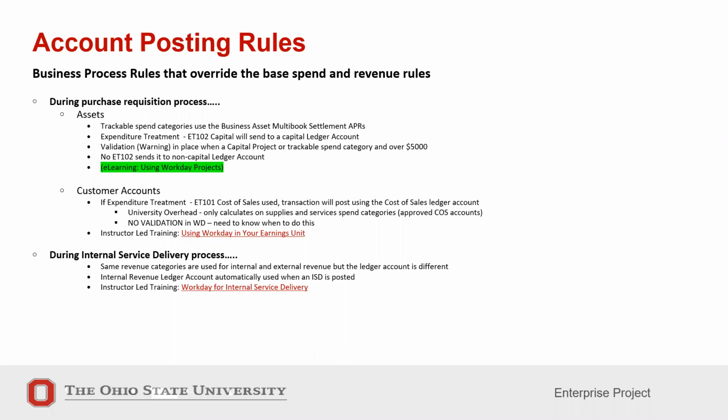You can determine whether a spend category is trackable by pulling the spend category FDM values report, which was shown in an FDM training session. There is a column in there where you can tell if a spend category is trackable. Anytime a spend category is trackable, it is not going to use the spend rule. It is going to use the rule written in the business asset multi-book settlement account posting rule. So if you want to drive it to a capital ledger account, you definitely want to make sure that ET 102 gets put on there.